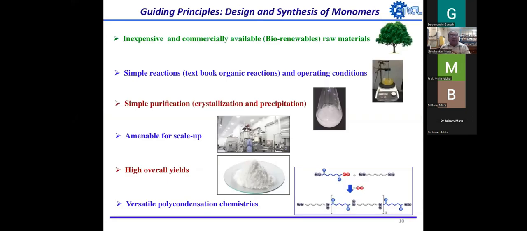So what is the guiding principle? How to choose the monomers, how to design the monomers? The monomer should be inexpensive and easily available, like commercial raw materials. Biorenewable is very good or preferable, with simple reaction conditions, a very simple way to purify by either crystallization or precipitation methods, easy to go to a scale-up stage, and overall yield should be very high. A typical example is versatility for condensation chemistry. So these are the particular points to keep in mind to design the polymeric monomers.